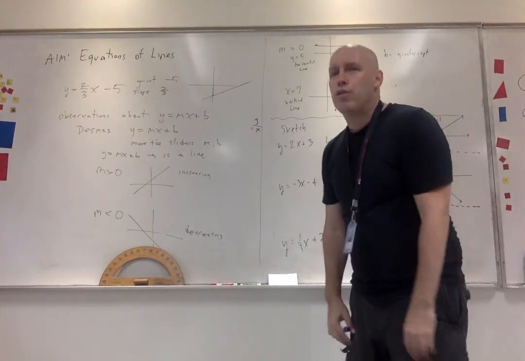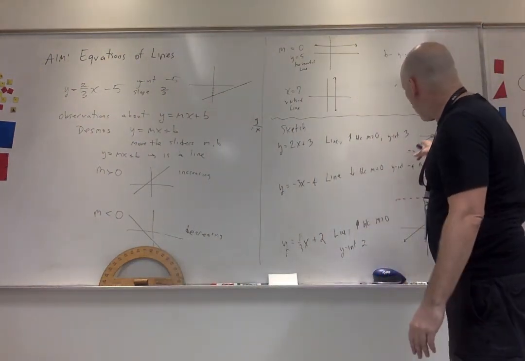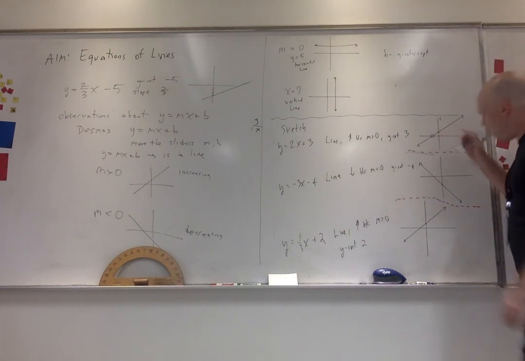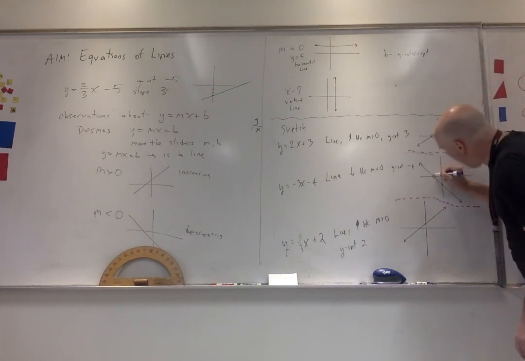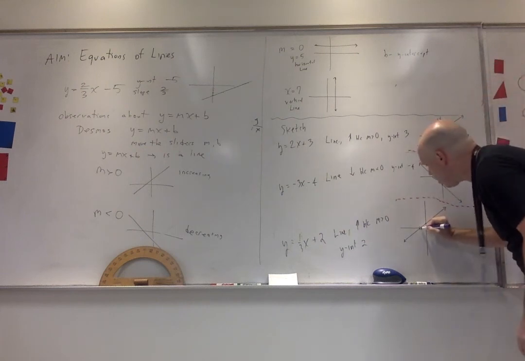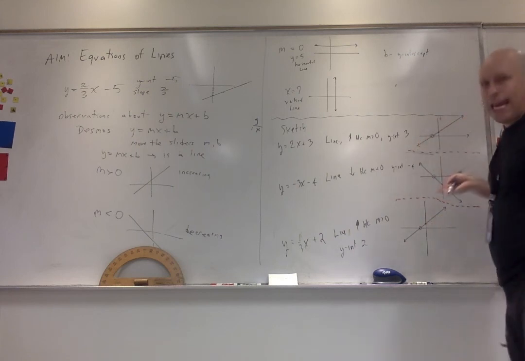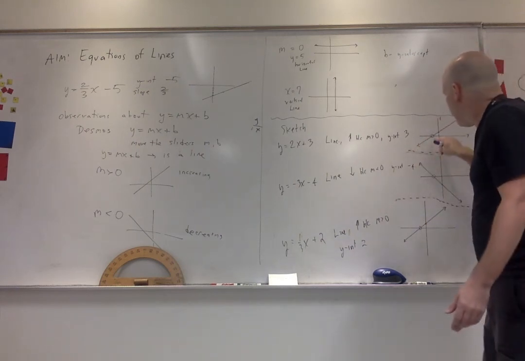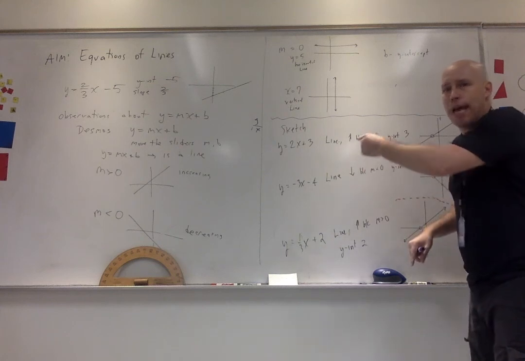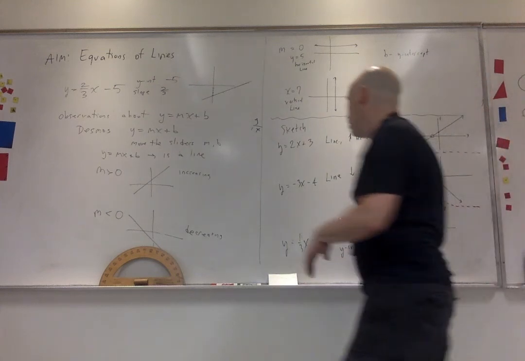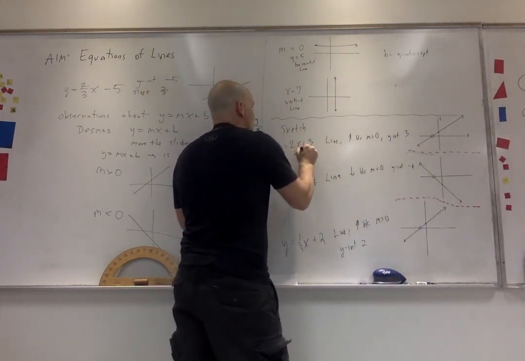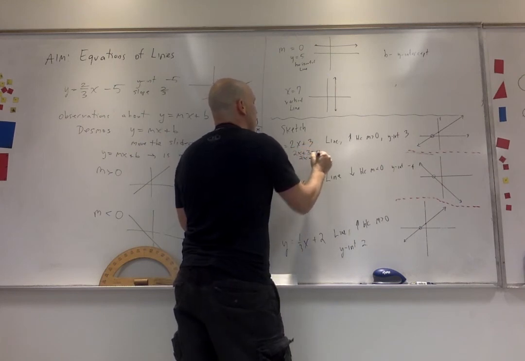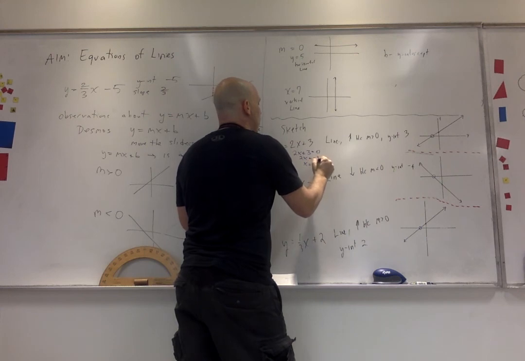Okay. So you might say, Mr. Adler, what are these points? They're known as the x-intercepts. These are the x-intercepts. How do we find these locations? Very easily, set the equation equal to 0. So you say 2x plus 3 equals 0, 2x equals negative 3, x equals negative 3/2.